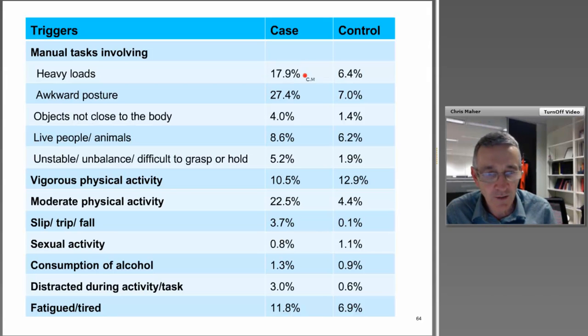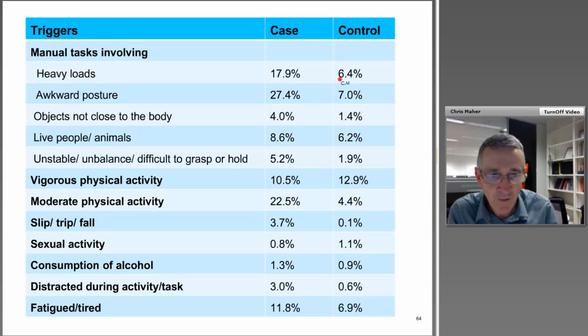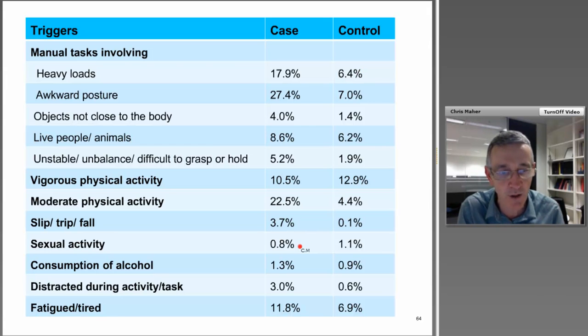Just to give you an idea of the study, this is the exposure frequency in the case window, which is just before the back pain. This is the control exposure. And what you can see, if you know nothing about statistics, is that for example, for this exposure to heavy loads, they were much more likely to be exposed in the case period than in the control period, which is a suggestion that these things are harmful because the exposure is quite different.